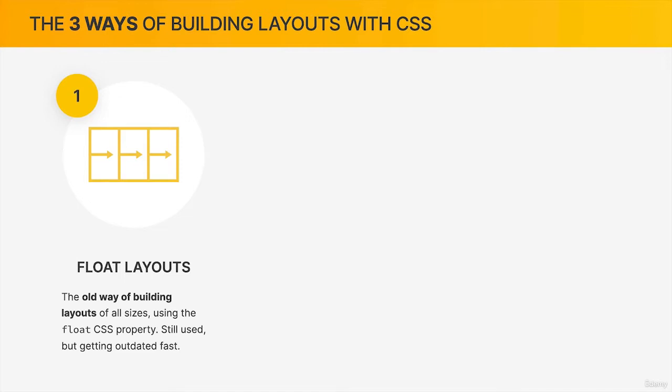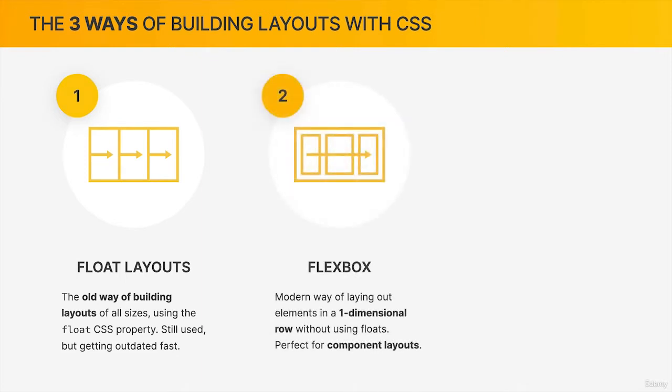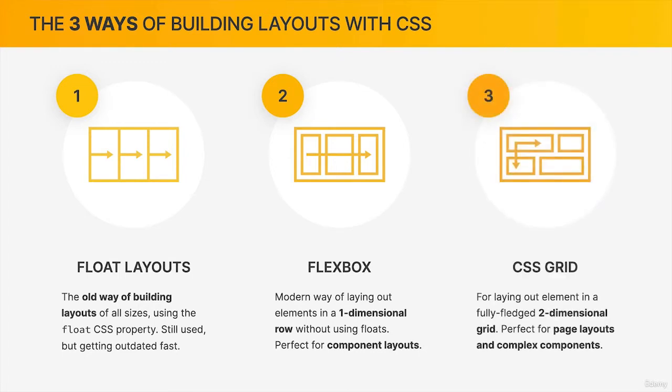But for the main part, we will then quickly move on to one of the newer ways of building layouts, which is using Flexbox. Flexbox is one of the modern ways of laying out elements, and it is perfect for building one-dimensional layouts. So basically a layout which is just a row, and all without using floats. Flexbox might be perfect for simpler component layouts, just like we saw in the last slide. Then the other modern way of laying out elements is CSS Grid.